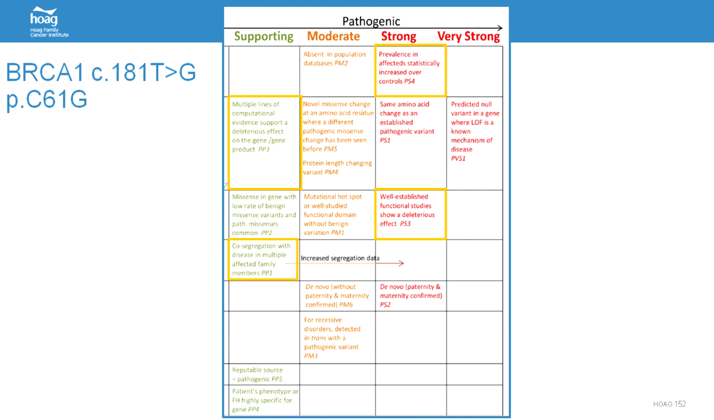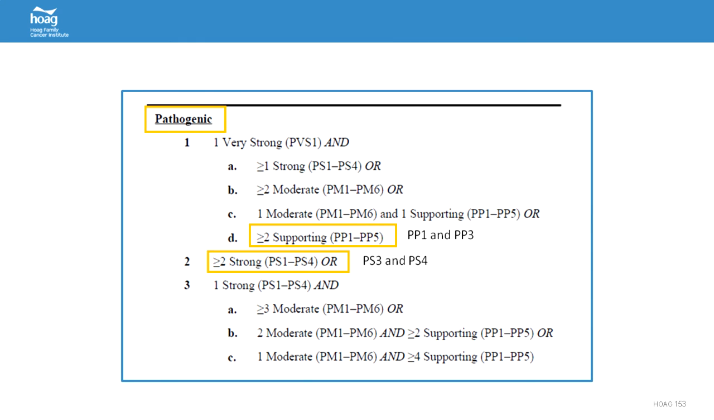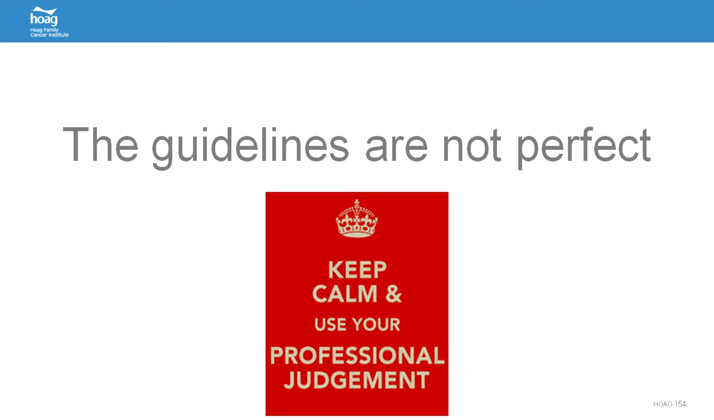Going back to our table, you see all these orange boxes here are the lines of evidence we use with their codes. Then we go back to our rules. We have two strong lines of evidence, PS3 and PS4, based on the table. This is enough to make this pathogenic. However, we have two other supporting evidence, and we classify this as pathogenic. So these are just the two examples that I had for variant classification.